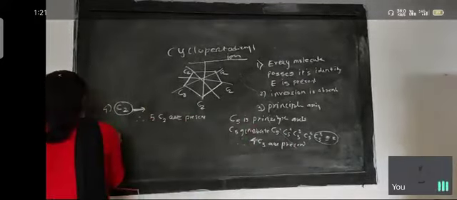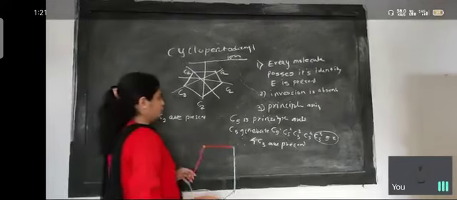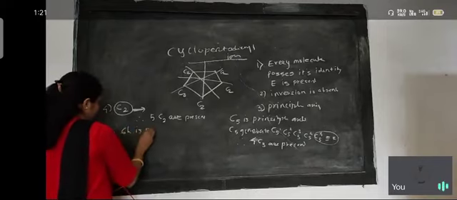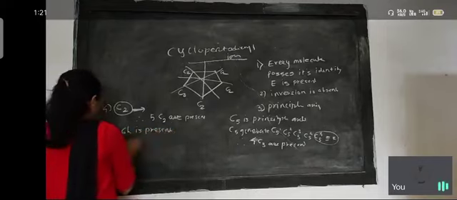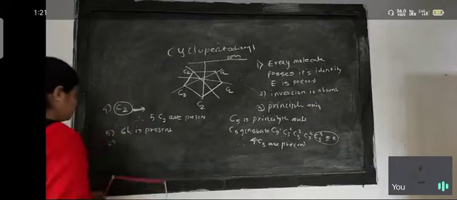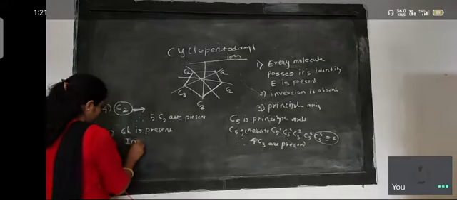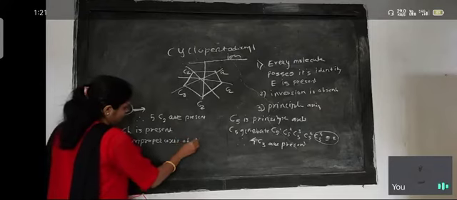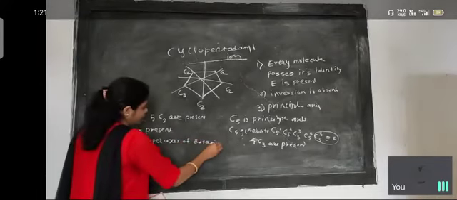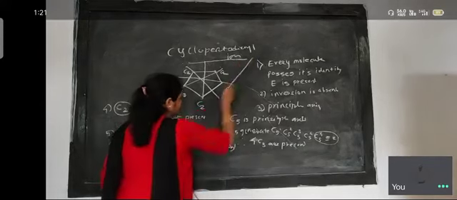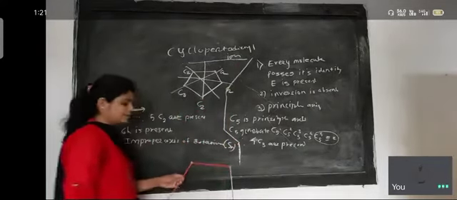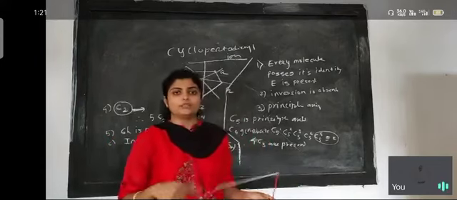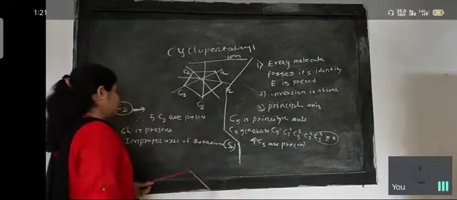The next one is the plane. I already told you this molecule is planar, so sigma h is present. And one axis is remaining. The name of that axis is the improper axis of rotation. It is shown as Sn. Sn means improper axis of rotation: rotation followed by reflection, or reflection followed by rotation. This is called the improper axis of rotation.